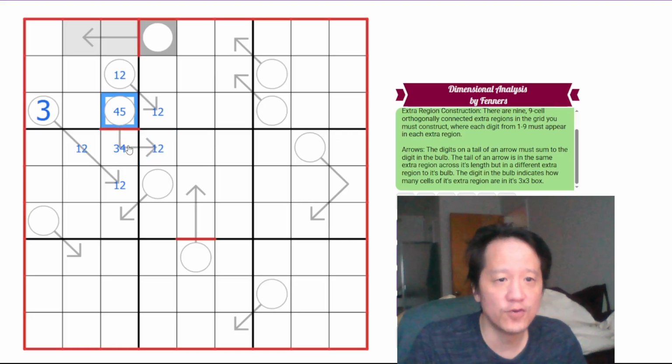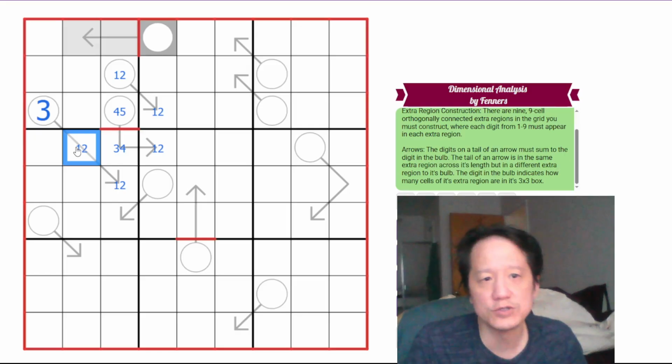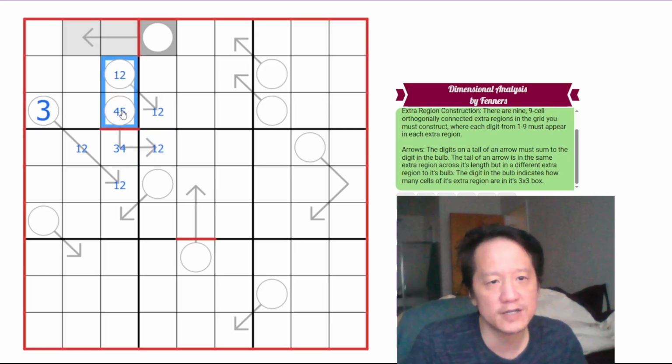If this is 4, this is 3 and 1, which would make this 2. And this would have to be the same. So that would be 2. And this would be 1. And this would be 2. So again, if this is 4, this is 3 and 1. This is 2. This is 2. So this adds up to 9.